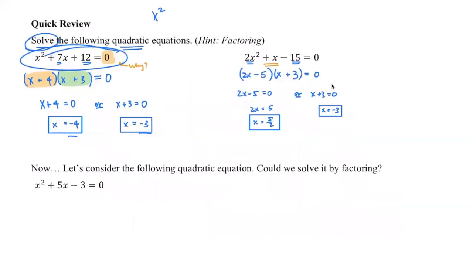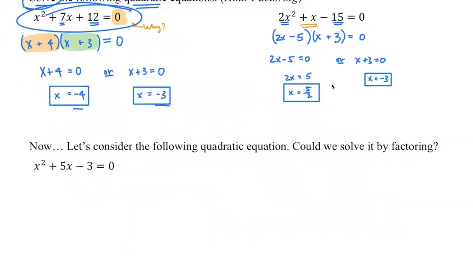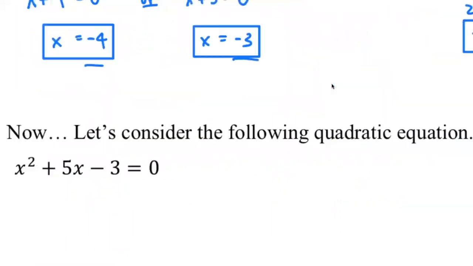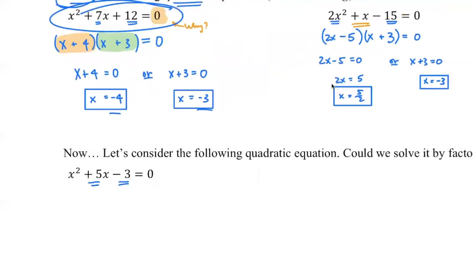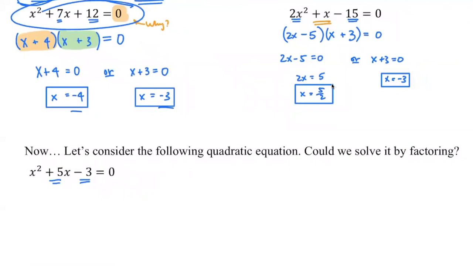And now let's consider the following quadratic equation, and could we solve it by factoring? Is there a pair of numbers that can multiply to get us -3? That's a prime number, so it's going to be either -1 and +3, or +1 and -3. And would they add up to 5? That's not possible. So we've got a little trouble here: we have a quadratic equation and we cannot do any sort of factoring. So we are kind of crippled at this point.